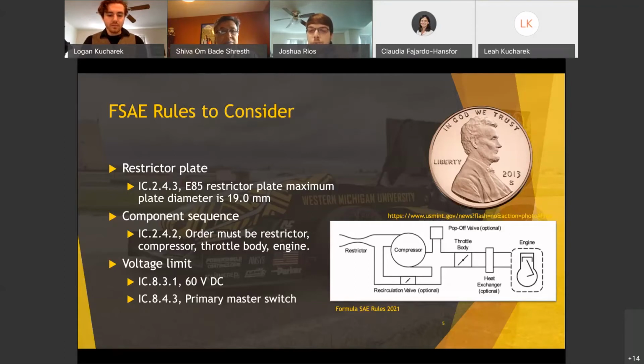Finally, for our project, it's important to know the rules regarding electricity flowing through the car. The electrical system we use is limited to a maximum of 60 volts and must be wired through a master kill switch.